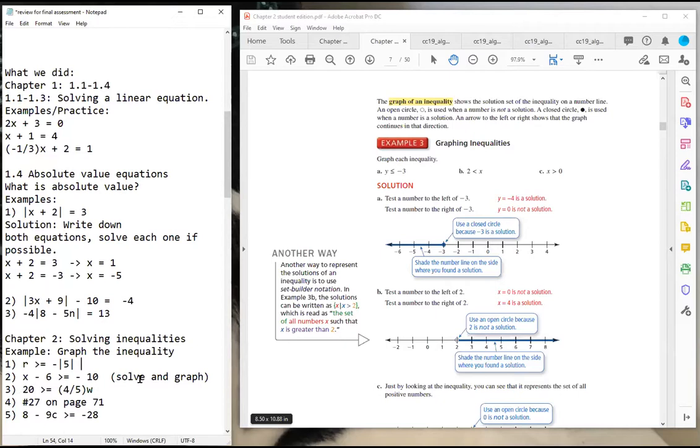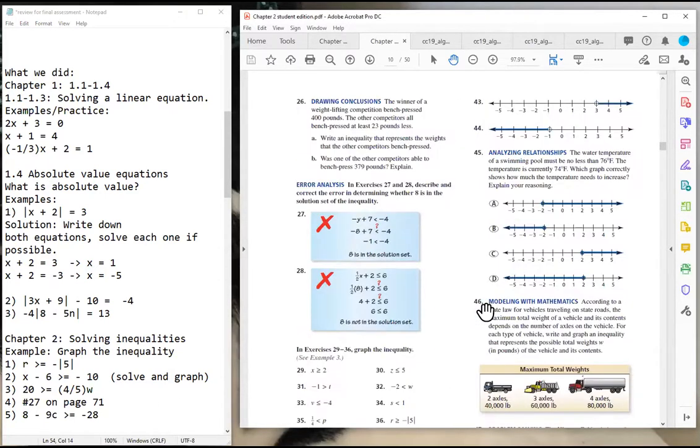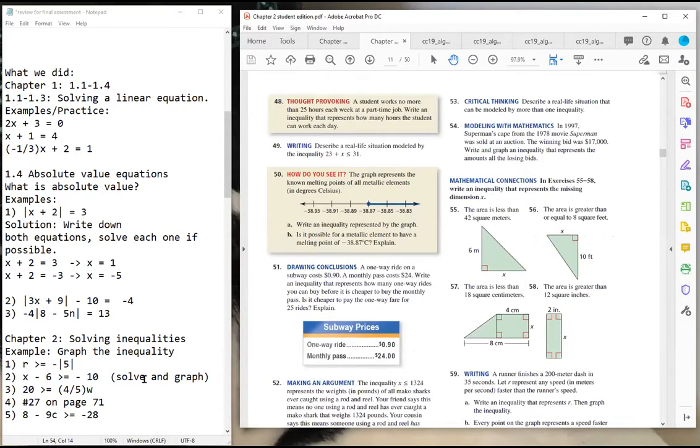For this one, solve it and then graph. You're just adding 6 to both sides. For the next one, when you have an inequality, remember you can multiply or divide by a positive number and the inequality stays the same. So this, you could multiply both sides by 5/4, and that'll just solve the inequality.